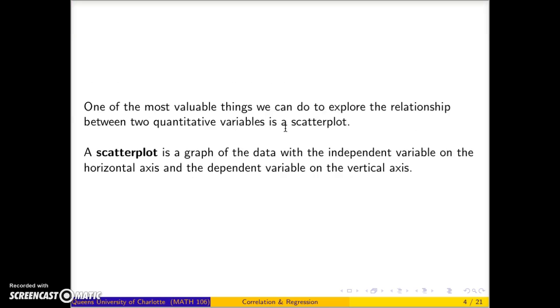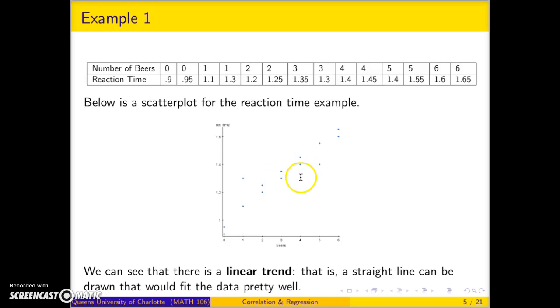The first thing we're going to do with this is a scatter plot, and this is our data in a scatter plot. What we're looking at is our independent variable on the horizontal axis, which is the x-axis, and then our dependent variable, which is reaction time in this case, on the vertical axis. This is our y. And if you notice here, you could almost draw a straight line on the dots, and that would mean we have a tight fit, which is what we're looking for.